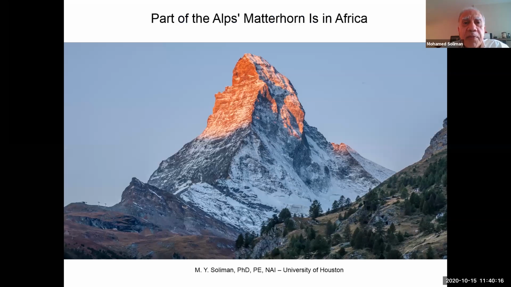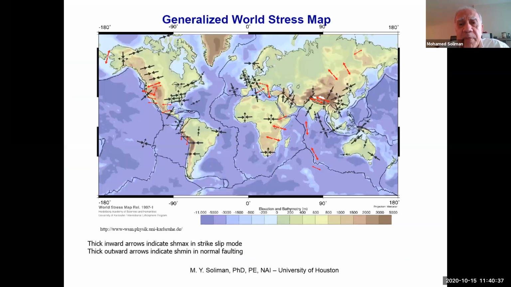Okay, let's look. This shows part of the Alps, which is actually from Africa, because the African plate and the Euro-Asian plate are colliding, and the African plate is basically going on top of the Euro-Asian plate. That causes a lot of stresses. If you go back to this map, you see these huge stresses near the Himalayas, near any time you have a mountain.